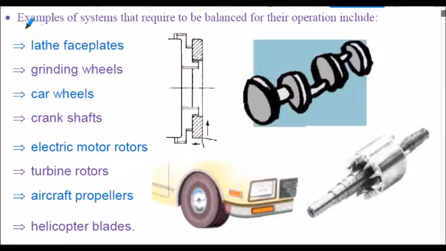These are typical examples, some of which we'll consider, where we're required to balance our objects. So lathe faceplates, grinding wheels, car wheels, crankshafts, electric motor rotors. I remember that very clearly. It's this kind of thing here. Electric motor rotors, my days working on electric motors, I used to have a balancing machine to balance these rotors.